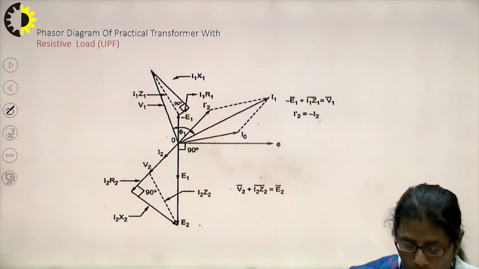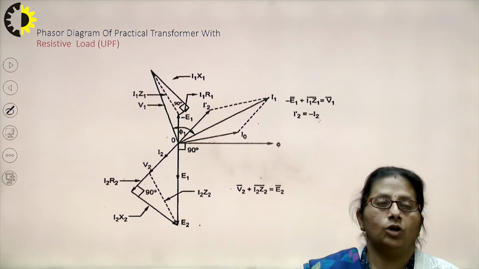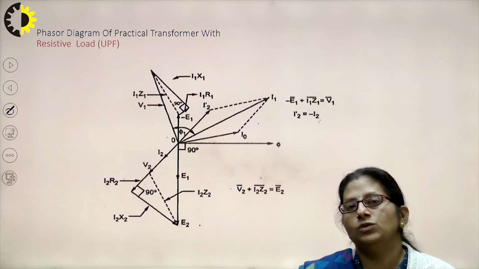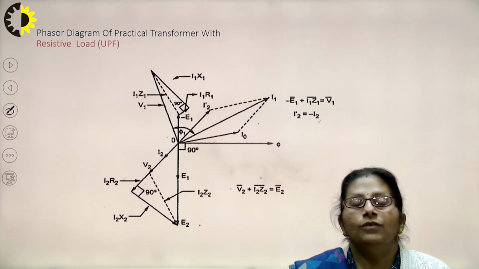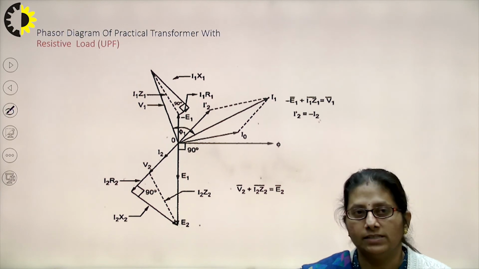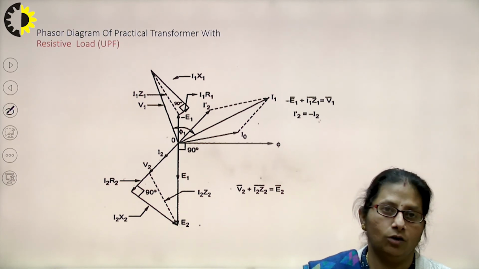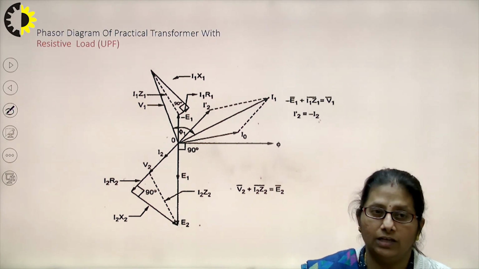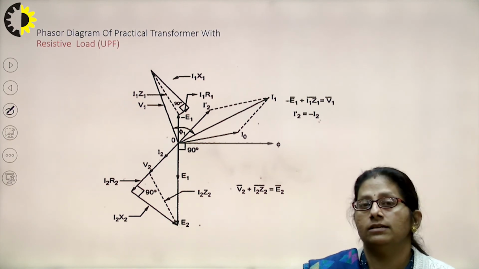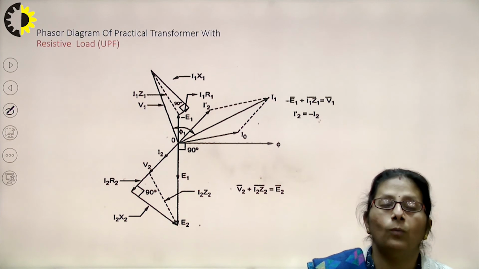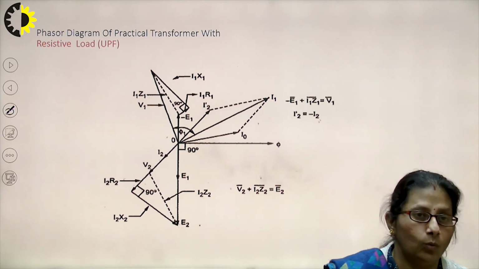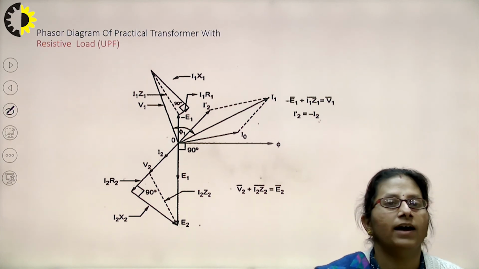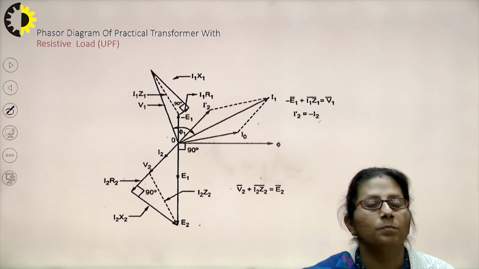Now, coming to a very important topic, that is the phasor diagram of the practical transformer. This is the complete phasor diagram, in which the loading conditions have to be incorporated. If the loading conditions have to be incorporated, then it becomes very significant whether the load is resistive, inductive, or capacitive, right, the kind of load. Just starting with the resistive load having a unity power factor, how to draw the complete phasor diagram of a transformer?